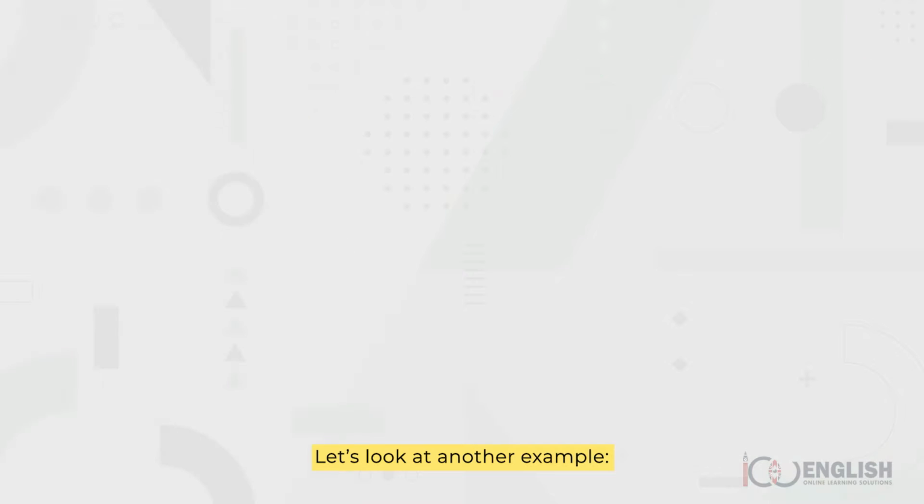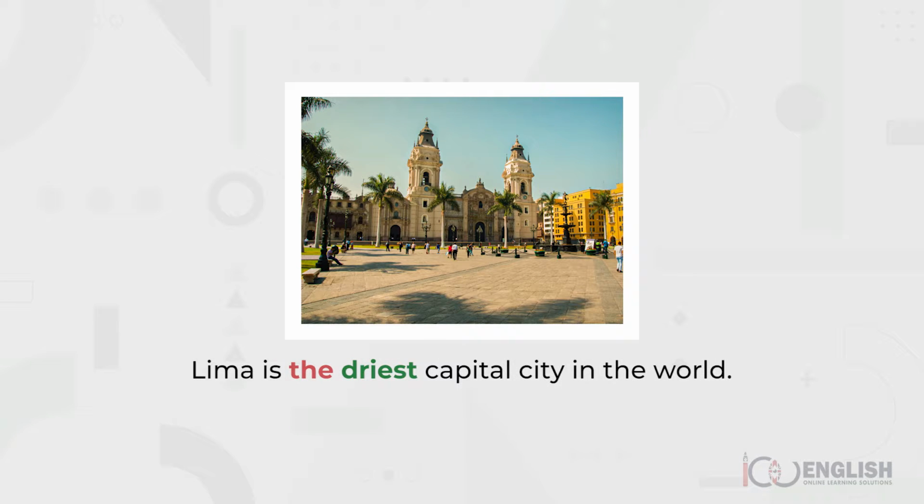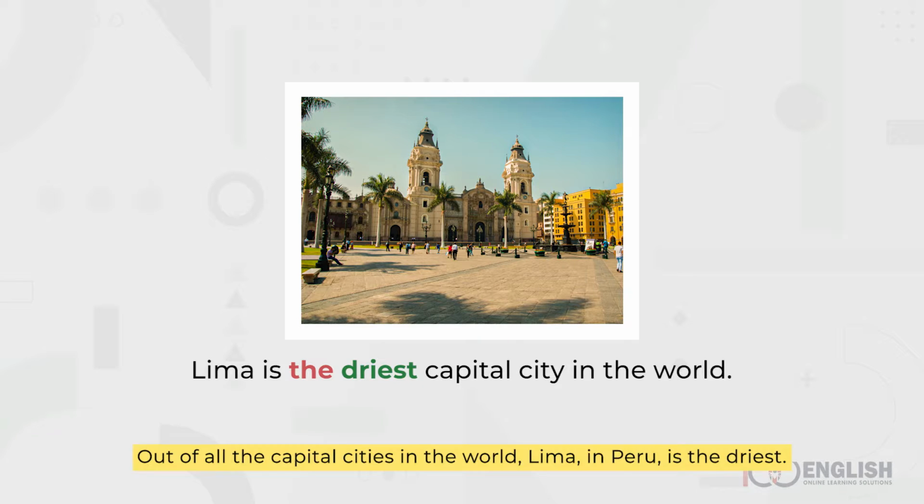Let's look at another example. Lima is the driest capital city in the world. Out of all the capital cities in the world, Lima in Peru is the driest. Let's move on.